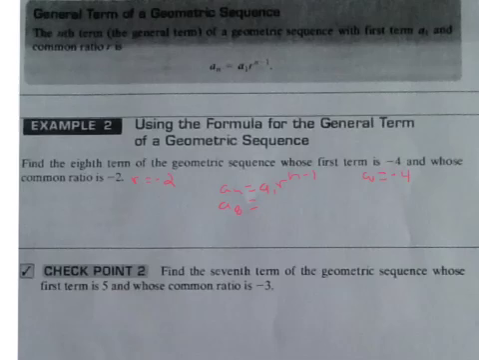A sub 1 we know is -4. R we know is -2. And n minus 1, n is 8, so it'll be raised to the 8 minus 1, which is the same as negative 4 times negative 2 to the 7th. And negative 2 to the 7th is a negative 128. Don't multiply the negative 4 and the negative 2 first. You've got to do the powers first because of our order of operations.